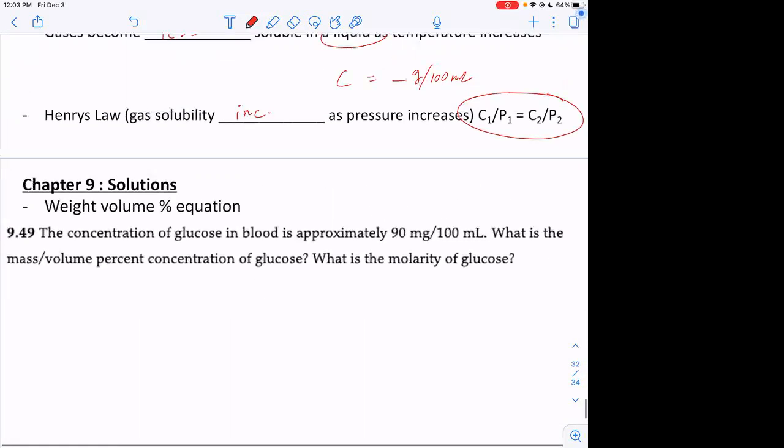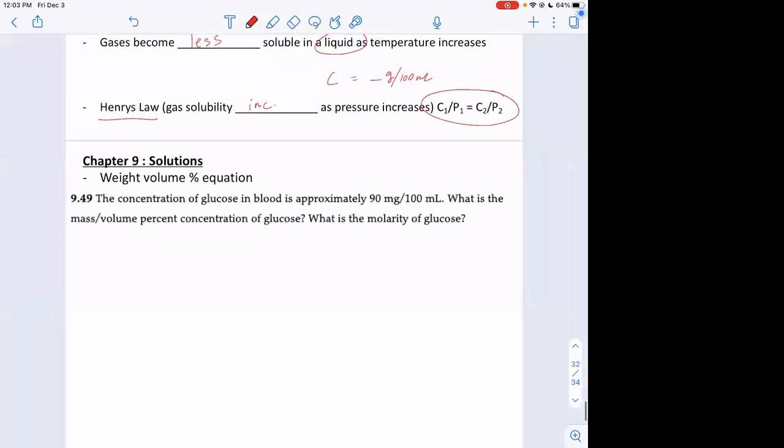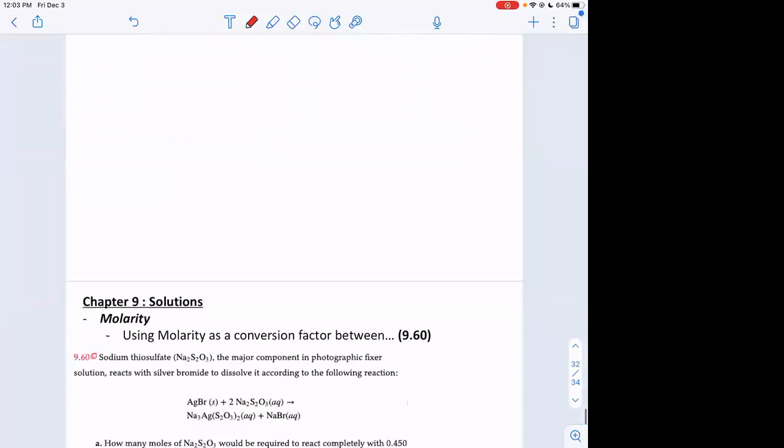There's a great Henry's law problem in the review slides that I sent out right before exam 4. I meant to send them the day before, but I sent them out the day of. There's a great practice Henry's law problem, and there might be some in the textbook as well if you want to practice that. Then the last big hitters in chapter 9 were weight, volume, percent, and molarity.